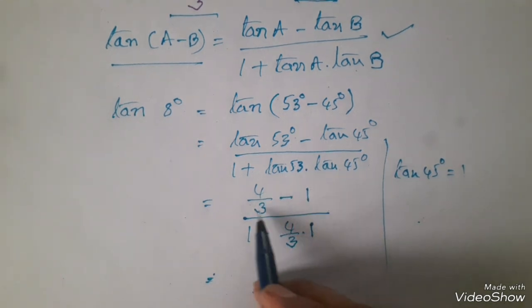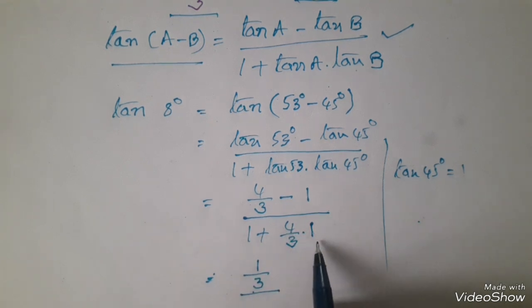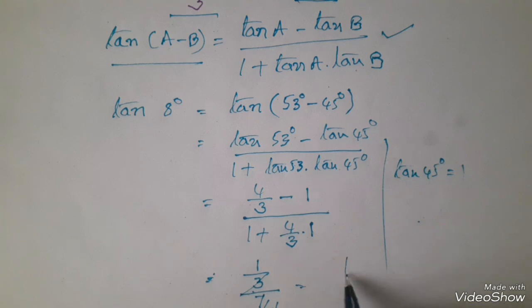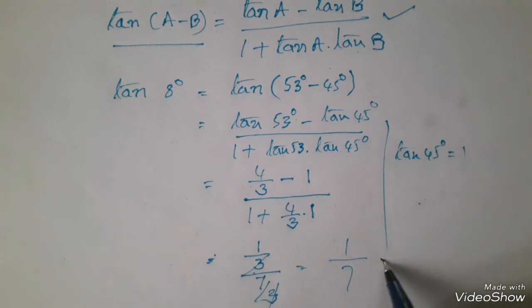Now if you simplify, 4 by 3 minus 1 is 4 minus 3 by 3, we get 1 by 3, divided by, here 4 by 3 into 1 is 4 by 3, 4 by 3 plus 1, we get 7 by 3. Now this 3 cancels, we get 1 by 7 as the value of tan 8 degrees. Is it clear?